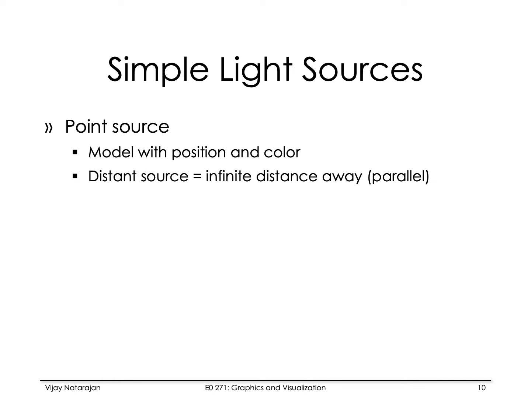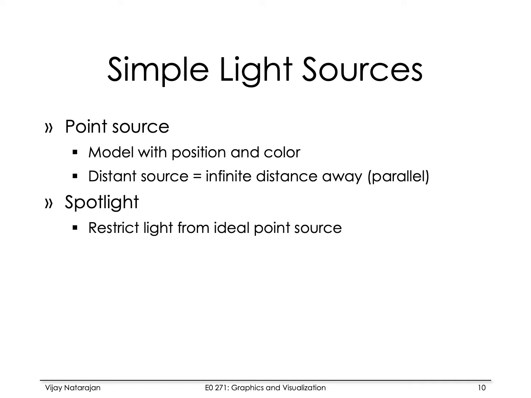We often talk about something called a distant light source, which is infinitely far away. What this just means is that the light rays coming from this source are all parallel to each other. We often incorporate a spotlight in the scene. A spotlight is essentially a point light source where the light rays are restricted to within a cone.